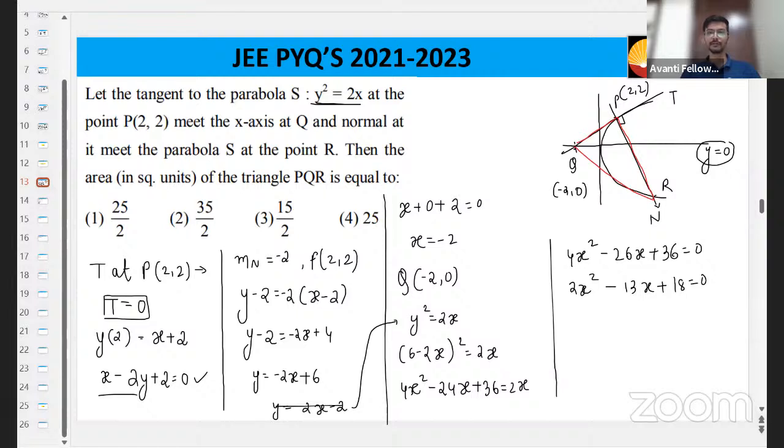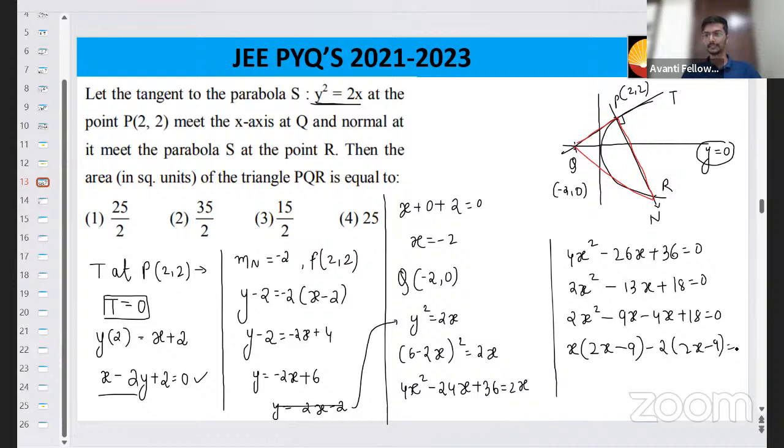So what are the points? 9 times 4 is 36, so 2x square minus 9x minus 4x plus 18 equals 0. Take x common: x times 2x minus 9, minus 2 common, 2x minus 9 equals 0. So we'll get x equals 2, which we will reject. Why? Because we want the coordinates of point P. So our value of x is 9 by 2.